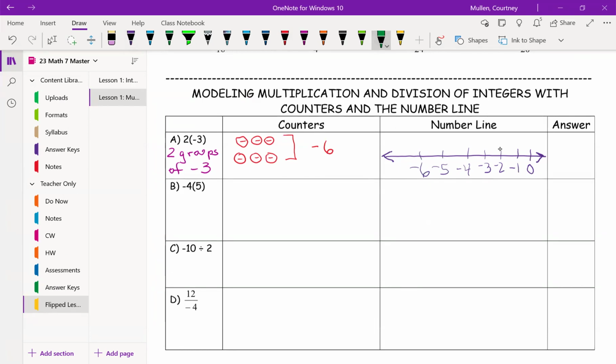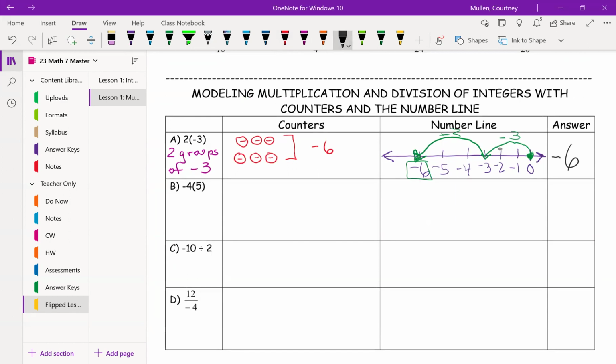All right, so we always start at 0, and we're making 2 groups of -3. So here we go. One group of -3, so that's group 1, and another group of -3. So we see we ended up at -6. So this is -3 in this group, and this is -3 in this group. 2 groups of -3, and again, we end up at -6. So the product of 2 and -3 is -6.